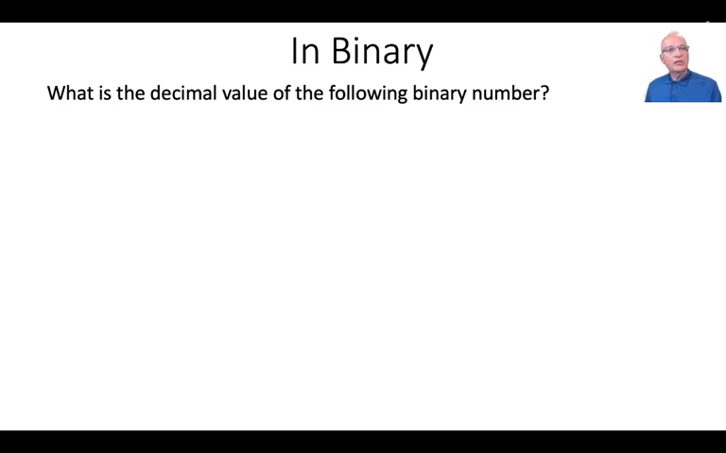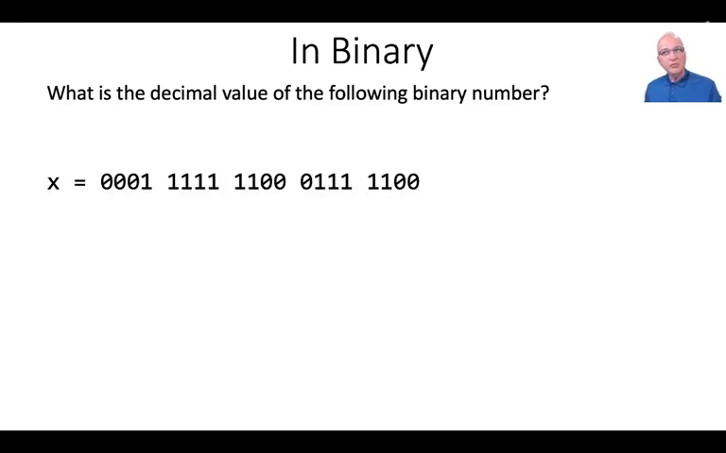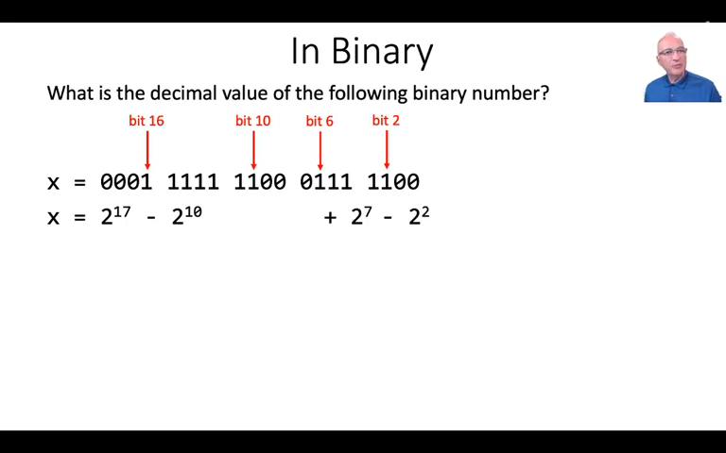So let's look at another example. What's the decimal value of this number? Now I have two groups of ones, so I end up adding two subtraction expressions. And what I need to know is the position of the ones that I have at the beginning and the end of each group. So I have those positions. So my first group of ones can be represented as 2 to the 17 minus 2 to the 10. And the second group of ones can be represented as 2 to the 7 minus 2 to the 2.